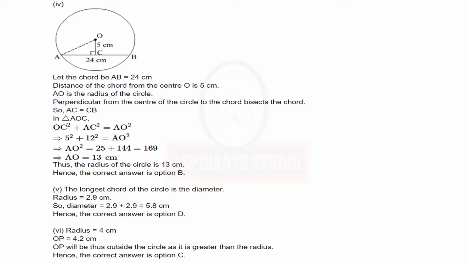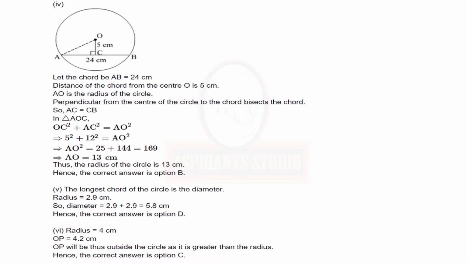Let the chord AB be 24 centimeters. Distance of the chord from the center O is 5 centimeters. AO is the radius of the circle. Perpendicular from the center of the circle to the chord bisects the chord. So AC is equal to CB. In right angle triangle AOC, by Pythagoras theorem we have hypotenuse square is equal to one side square plus other side square. So we have AO square is equal to OC square plus AC square. Put all the values over there and find out AO.